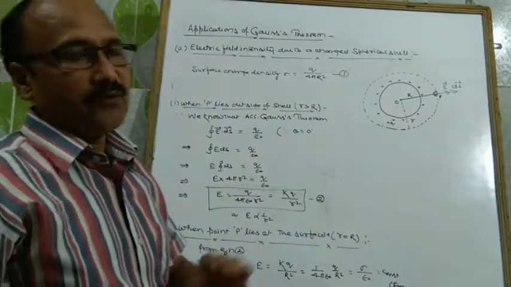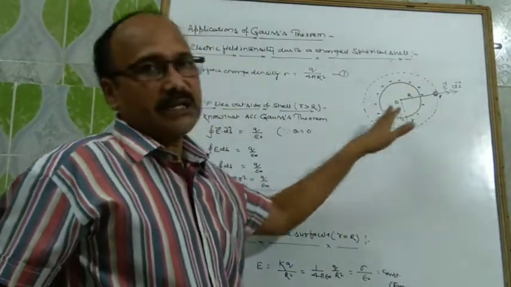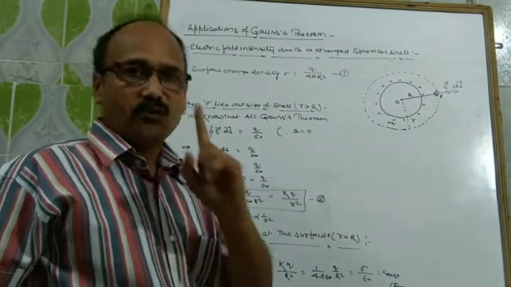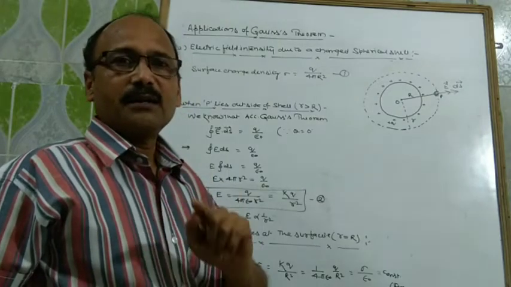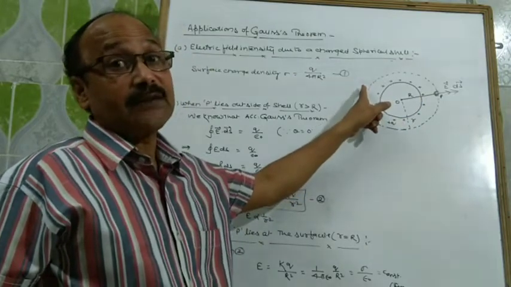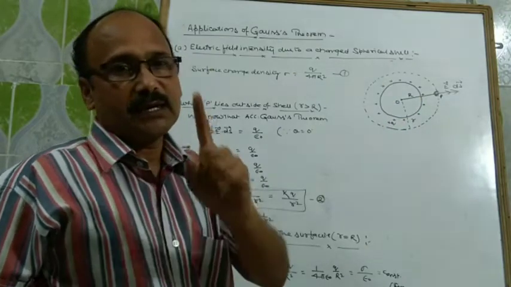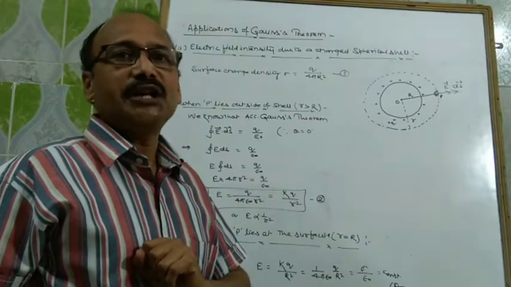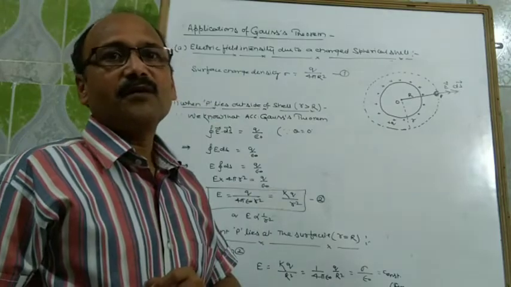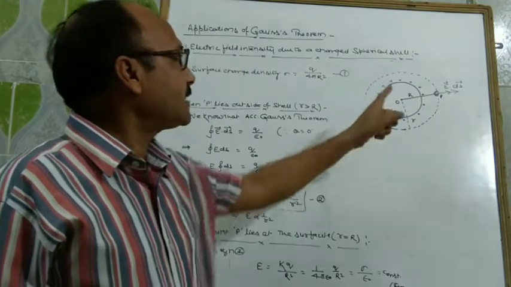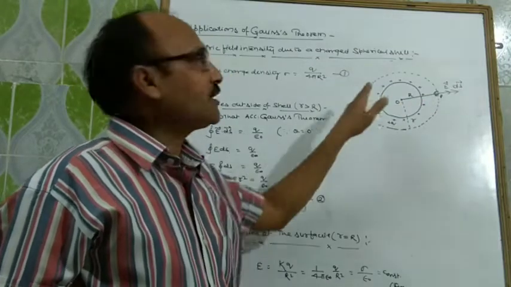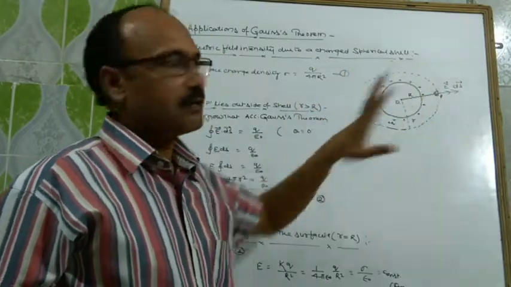Can you tell me, will this shell be one dimensional, two dimensional, or three dimensional? It will be two dimensional. So here will be the charge density. Which charge density? Surface charge density. In the case of a circle, it will be linear charge density. In the case of a solid sphere, it will be volume charge density. But in this case, we have to take surface charge density. Why? Because it is a spherical shell.